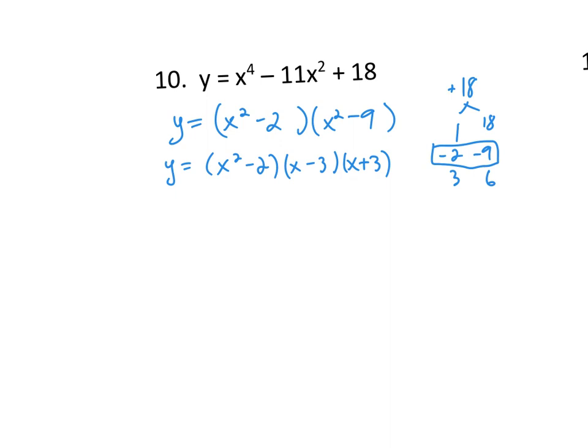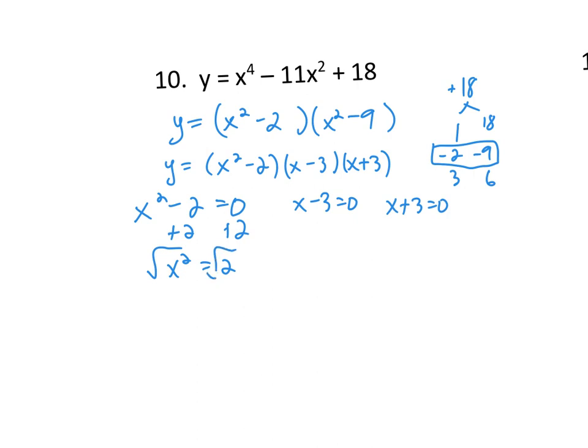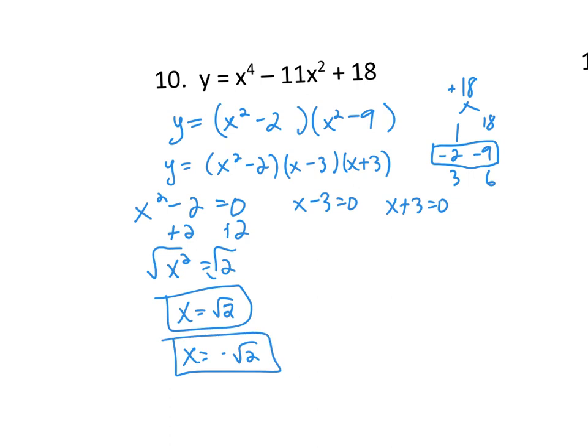All right, so let's solve each of these. I'm going to add 2 to both sides. We get x squared equals 2. Square root both sides, and we get x equals square root of 2, or, ooh, it's an ugly 2. Let's try to fix that. There we go. Or we get x equals -square root of 2. Over here, we're going to add 3 to both sides. We get x equals 3. And then subtract 3, we get x equals -3.